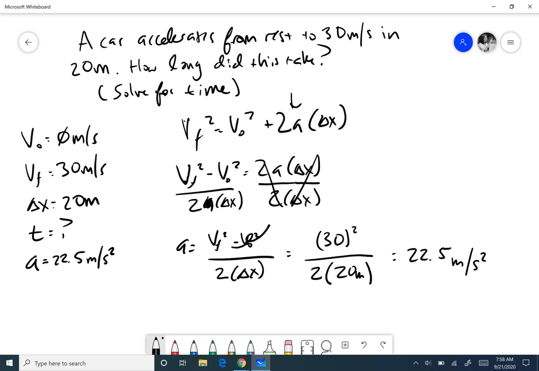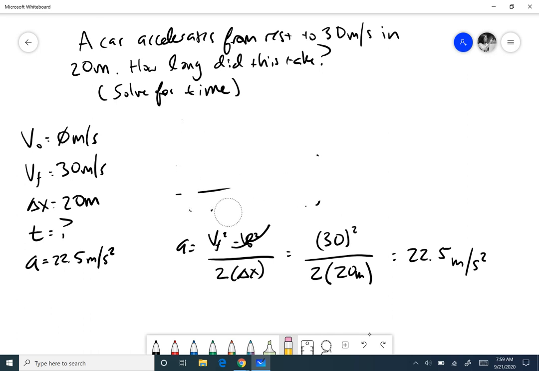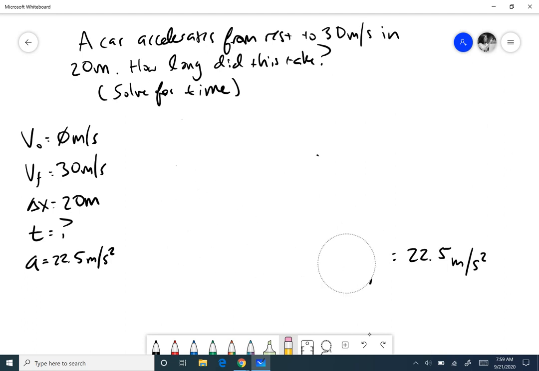And that way I can erase this, and we can solve for time, like the problem originally asked us to do. Okay. Erasing. Okay. So now we can pick a different equation, one that involves acceleration, velocities, and time, so we can solve for time. All right, so we can say velocity final equals velocity initial plus a t.